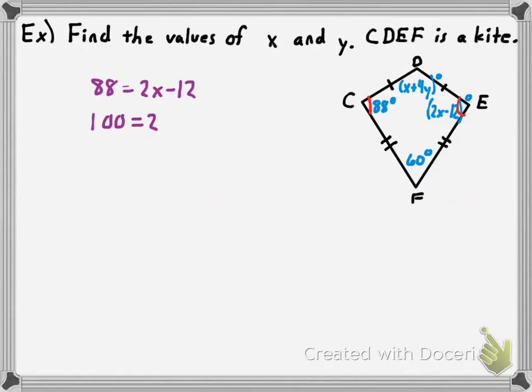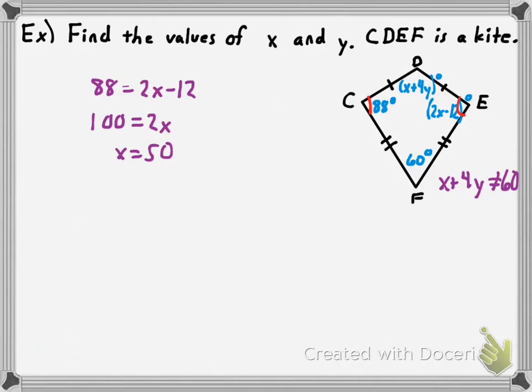Alright, so we're going to have 100 equals 2x. X then is going to be equal to 50. Now, the other angles are not congruent to one another, the other pair of opposite angles. Angle D is not congruent to angle F. So we can't set x plus 4y equal to 60. That's not true. I'll just write that out. x plus 4y cannot be equal to 60.